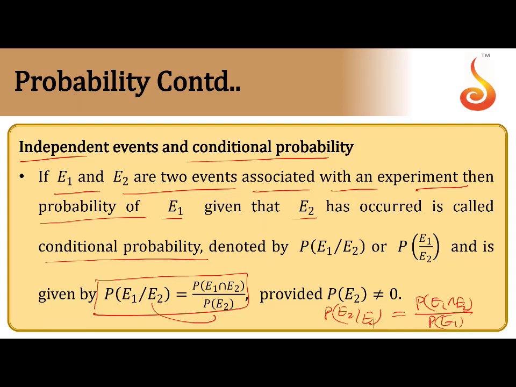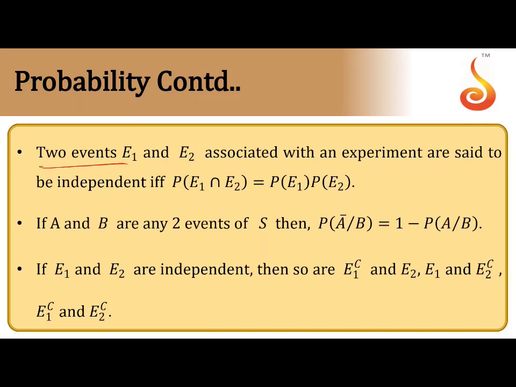First case, P of E1 intersection E2 by P of E1. This is called the conditional probability. That means the probability of occurrence of E1 after the occurrence of E2. That is a condition here. Clear now?